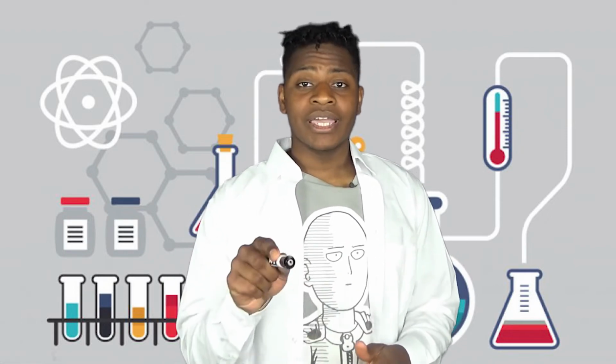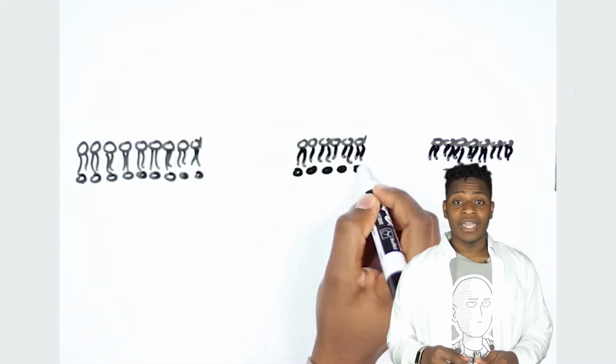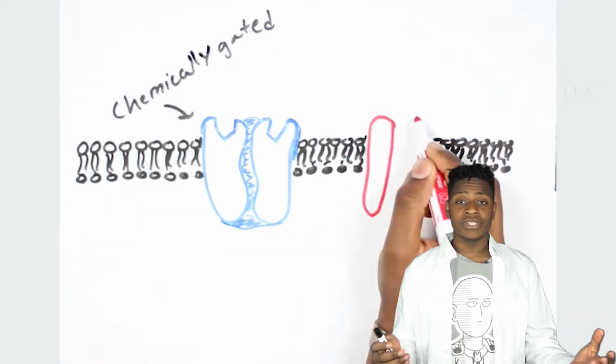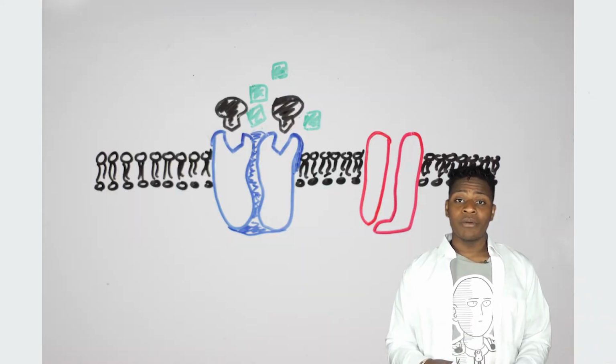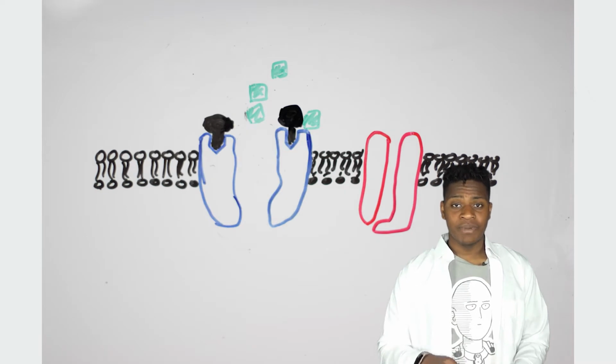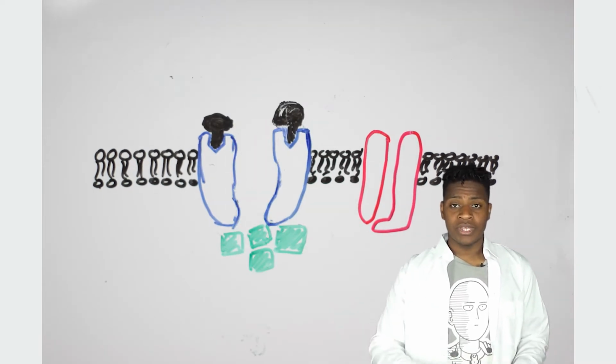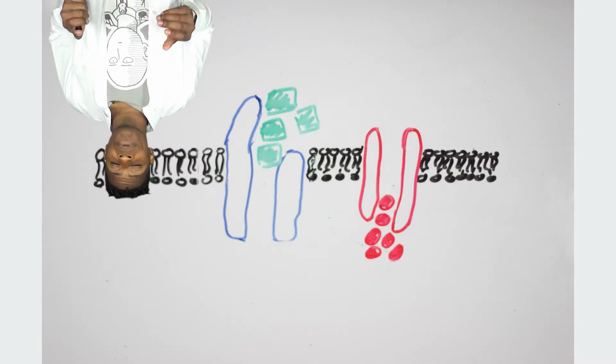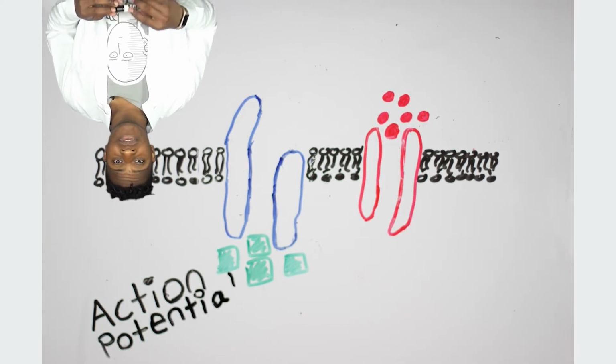The second are ion channels. There are 2 kinds of ion channels, chemically gated and voltage gated. Chemically gated open up when a specific neurotransmitter binds to them, allowing sodium to enter the cell. And voltage gated only open when the membrane potential is at a specific voltage.